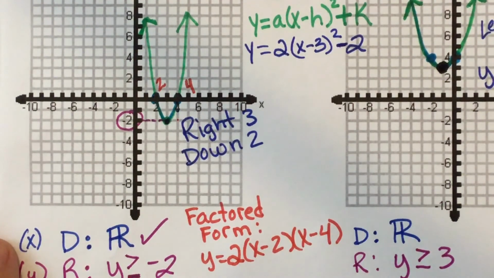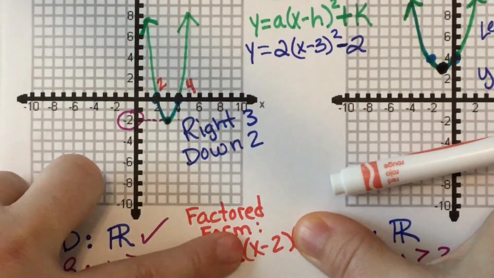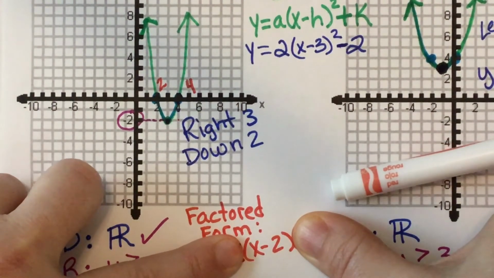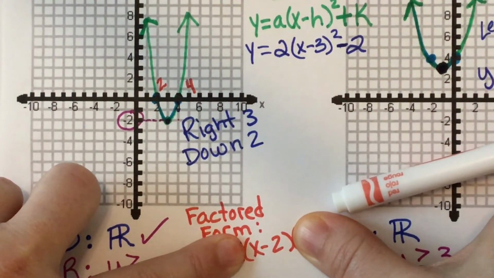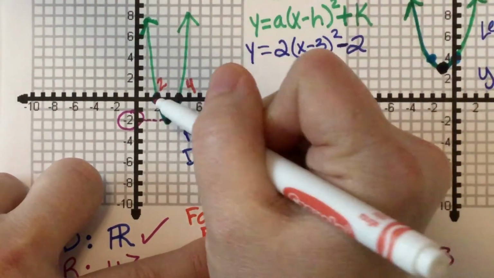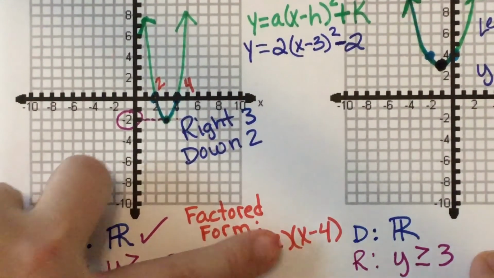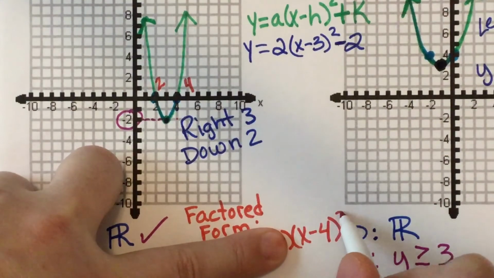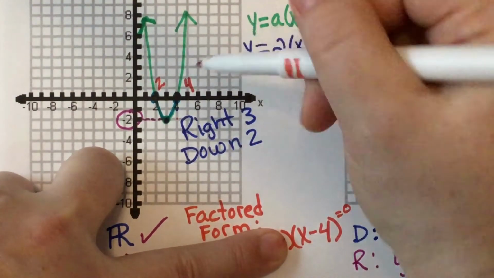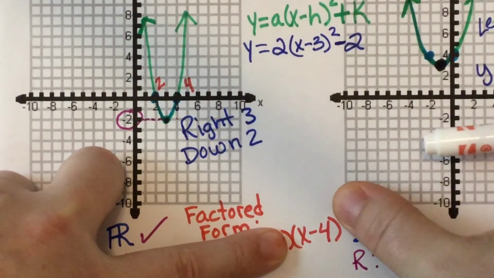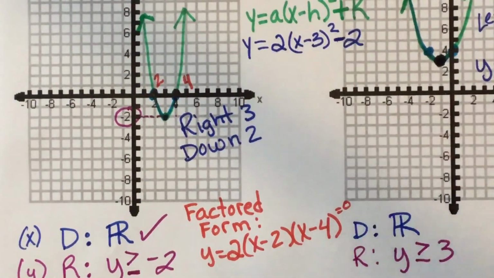What do you think of factored form? Do you understand? And the reason it's the opposite is because if you were to set x minus 2 equal to 0 and solve that equation, you'd get a positive 2. And if you were to set x minus 4 equal to 0 and solve that equation, you'd add 4 and you'd get a positive 4. So that's why they're always going to be opposite signs.